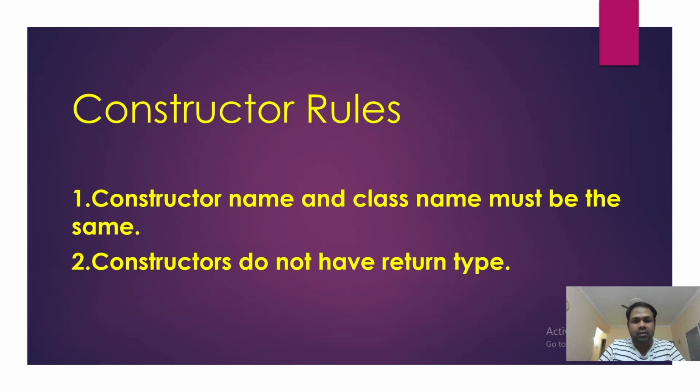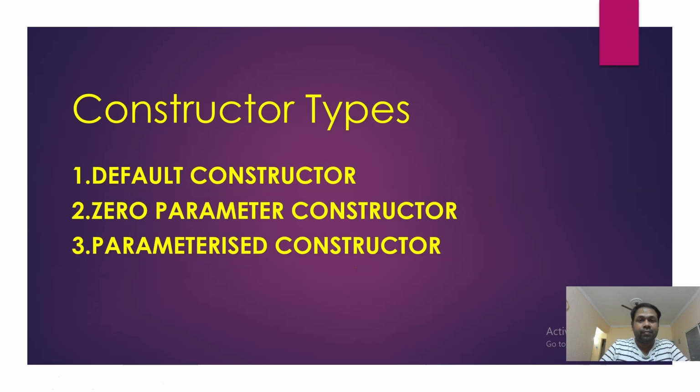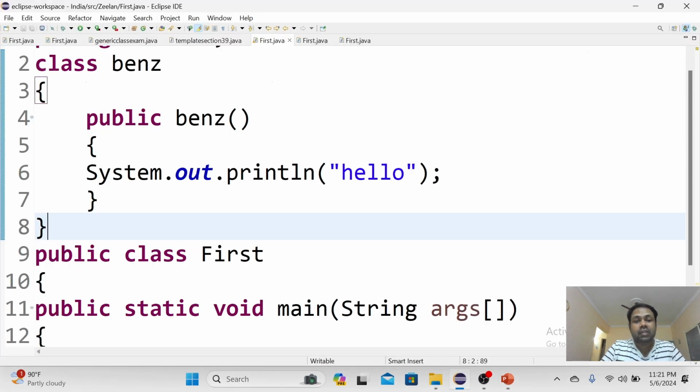So this is the slide about constructor rules. Before going to the next topic, let me clarify the rules. The constructor name and class name must be the same, Benz. A constructor does not have any return type; void is removed. These are the rules for a constructor. There are three types of constructors: default constructor, zero parameter constructor, and parameterized constructor. Just now you have written one constructor, so which constructor is this?